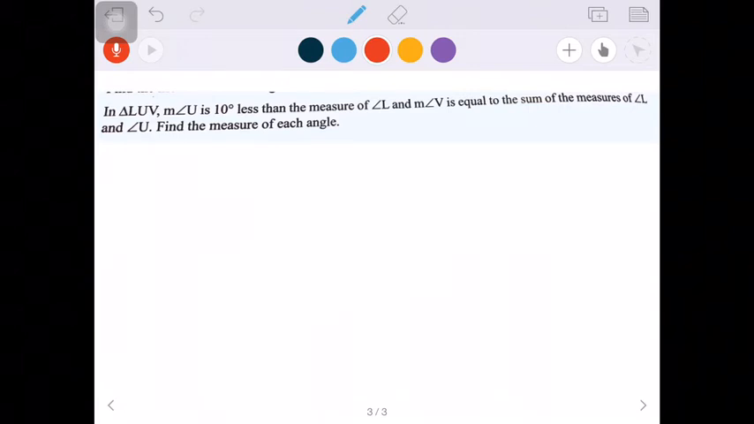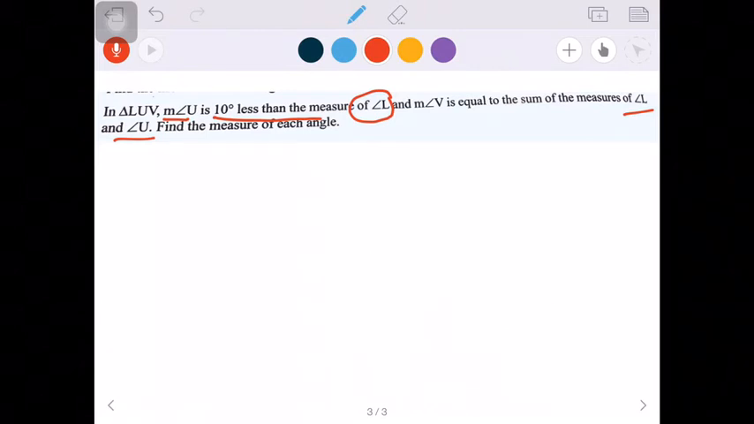So first, we try to digest. There are only 3 angles involved. And we always start with the angle that should take x. So which angle do you think will take x? Here, angle U is less than the measure of L. And so angle L is being compared to angle U. Angle U is being described as 10 less than the measure of L. Angle V is equal to the sum of the measures of angle L and angle U.